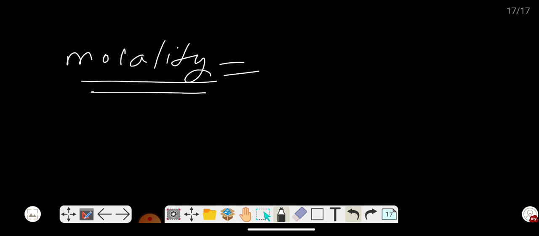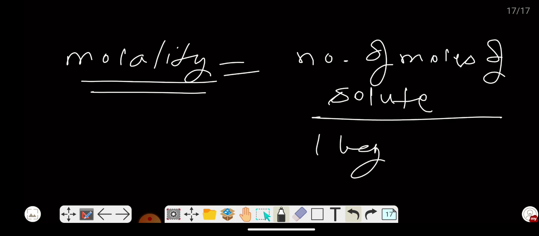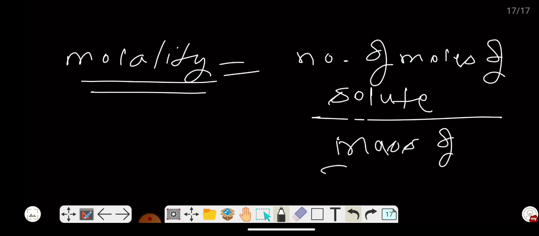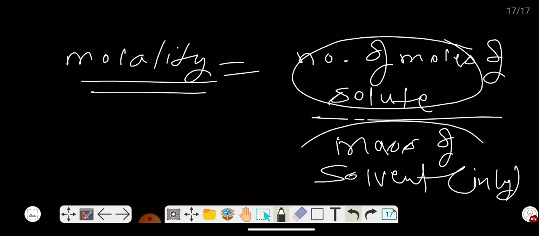What is molality? It is the number of moles of solute in 1 kg of solvent, that is, per mass of solvent in kg. Now how can this be calculated? Molality.